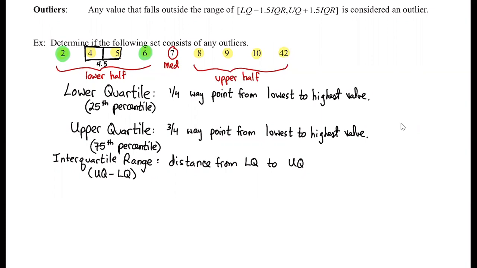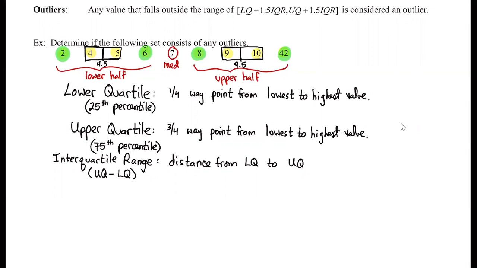Same idea on the other side. As we're working our way in, 8 is the lowest value, so we're disregarding the median itself. 8 is the lowest value, 42 is the highest value. We're working our way in, 8 cancels out with the 42. We're left with the 9 and 10. So now I'm looking at these two comprising my upper quartile, which would be 9.5.